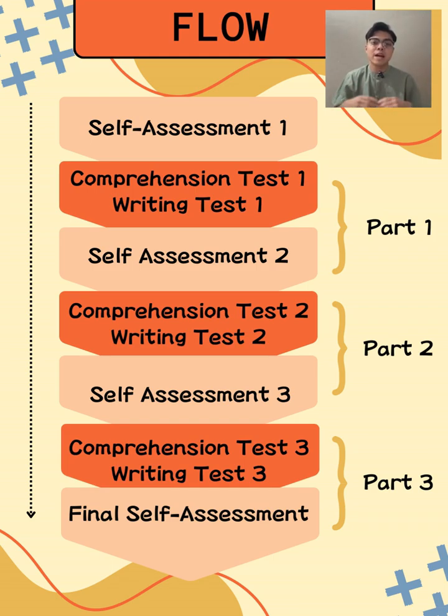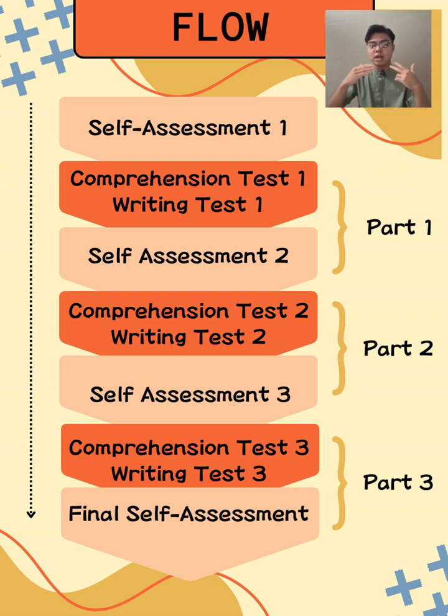Now let's take a look at the flow, or an overview, of how this assessment works. As you can see, there are three parts, but before the first part, the students are going to have self-assessment 1, where they have to answer all the reflection questions based on their own experiences. Then, when it comes to part 1, they're going to have comprehension test 1, writing test 1, and then the second self-assessment.